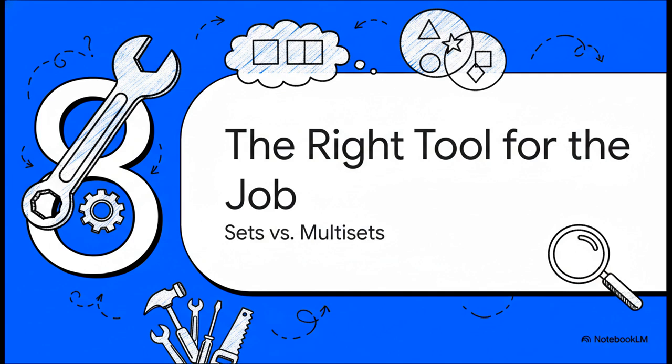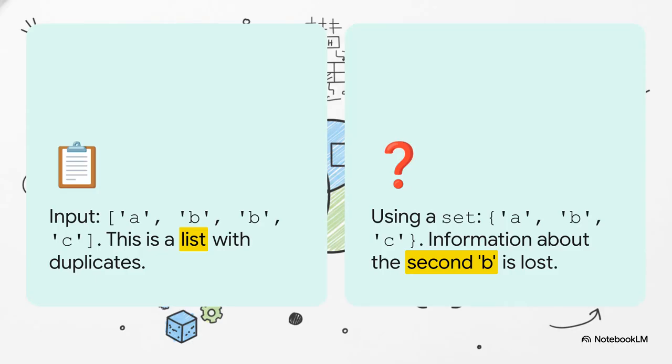Now, sets are incredibly powerful, for sure, but they are not always the right tool for the job. Let's look at a case where using a set could actually make you lose some really important information. So check this out. Our input list has the letter B in it twice. And when we turn it into a set, it does its job perfectly. It gives us the unique items, A, B, and C. But we've lost something critical.